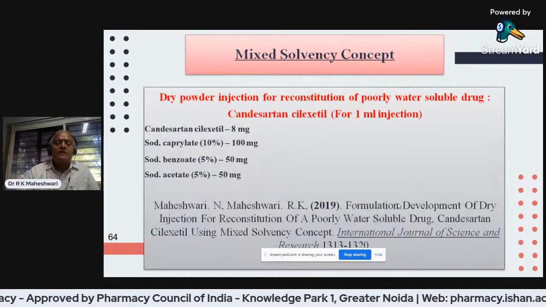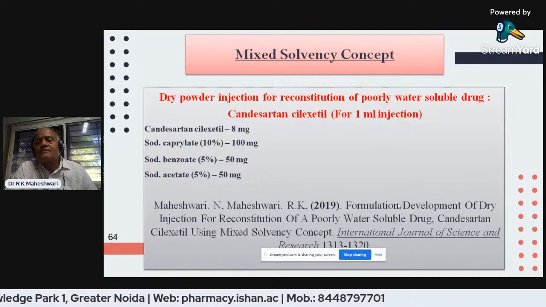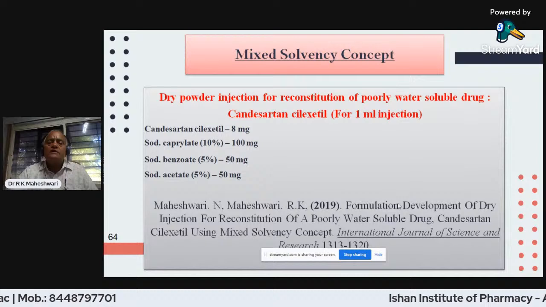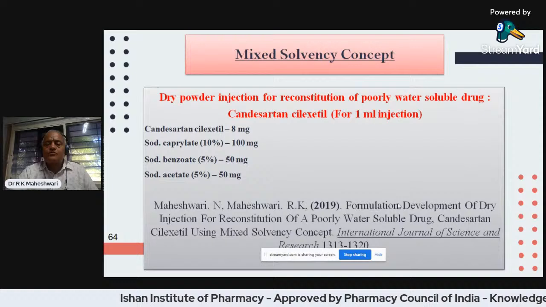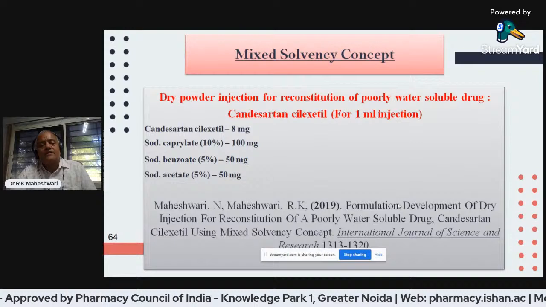Dry powder injection for reconstitution of poorly water soluble drug. Published paper references are before you on your slide at the bottom. Okay, what has been done here? The student has employed candesartan cilexetil, a poorly water soluble drug. Its solubility was enhanced by sodium caprylate solid, sodium benzoate solid, and sodium acetate solid.